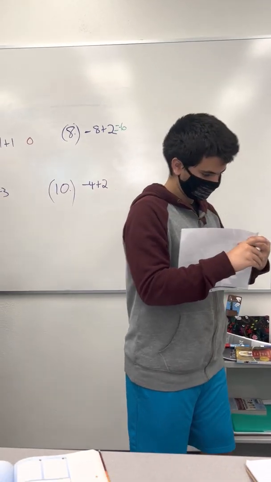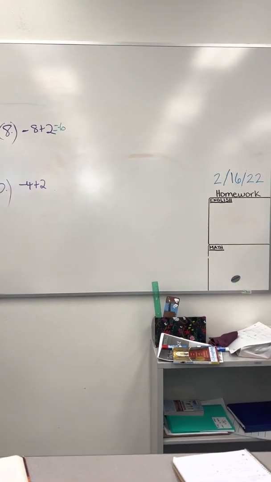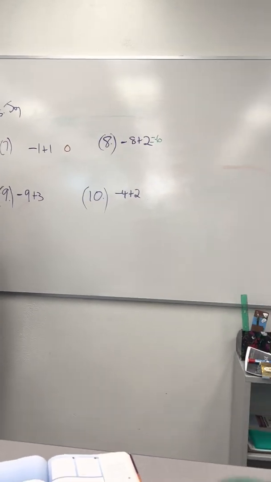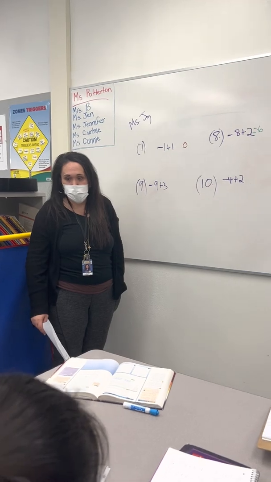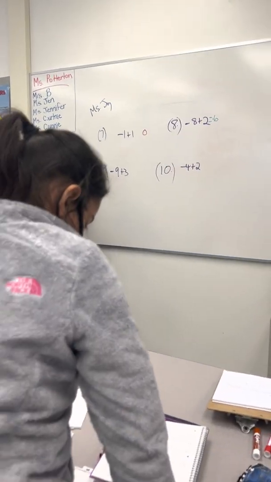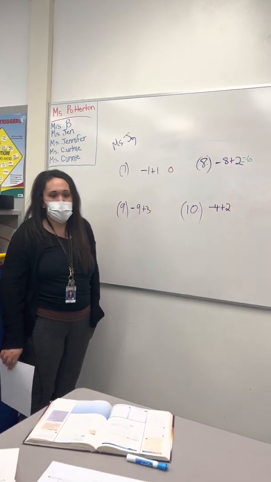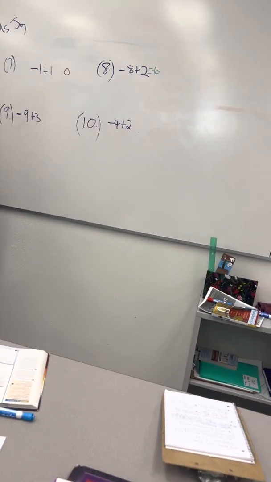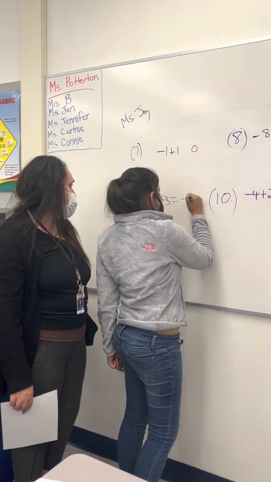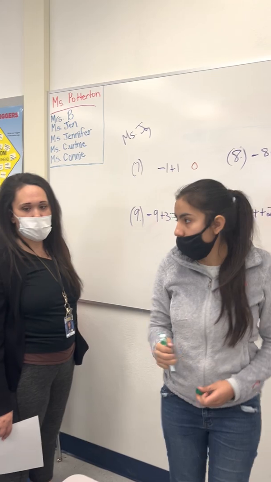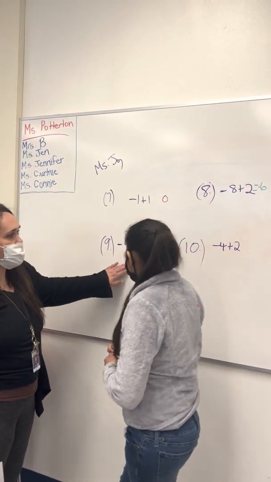All right, Giselle or Aiden, who's ready? I'm still writing. I gotta finish these. I think I got the hang of it. It's negative 9 plus 3. And then how do you graph it? Aiden's gonna do that one. How would you graph this?